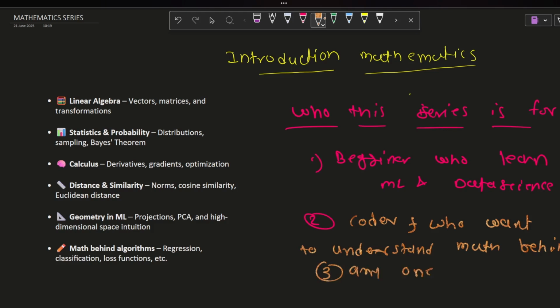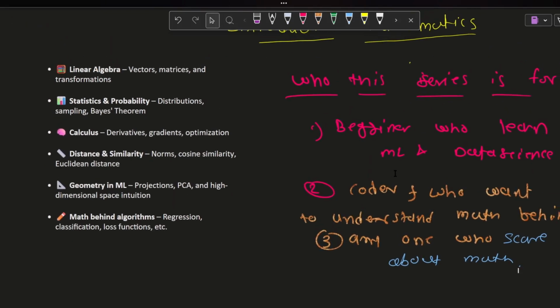Basically anyone who is scared about math. So this series is for everyone: coders, or those who are learning data science and mathematics, and who are scared about math. So that's where we will learn the concepts from scratch.